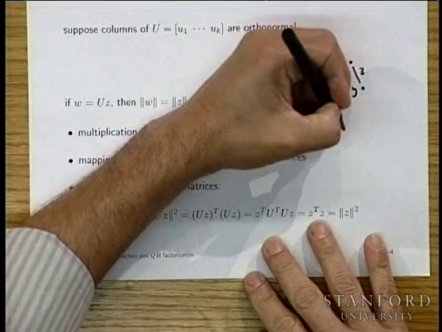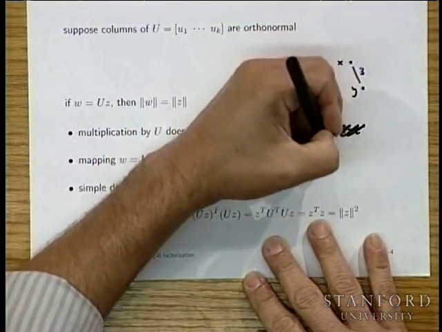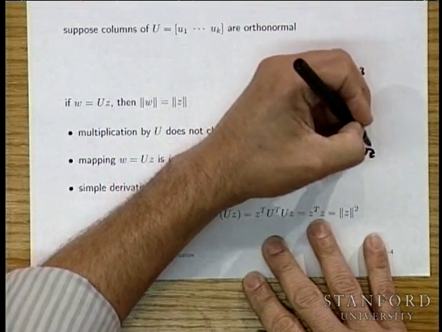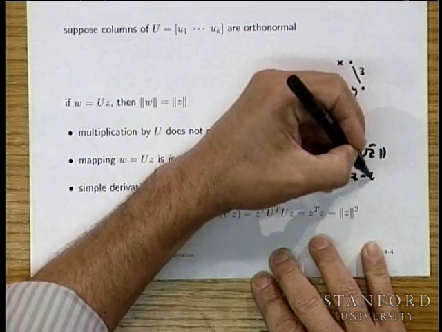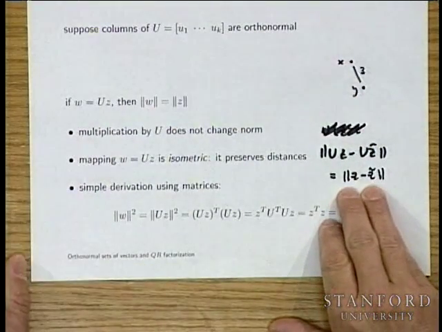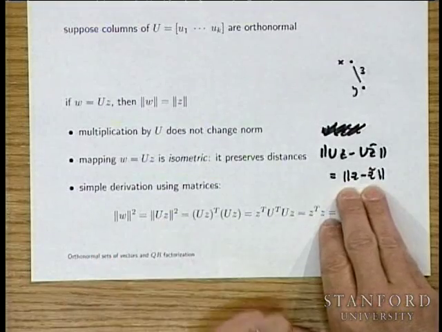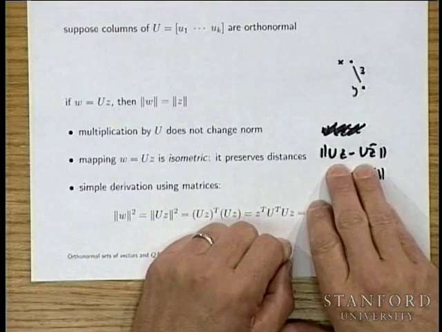Because, for example, the norm of Uz minus U z tilde is equal to the norm of z minus z tilde. So if two vectors in R^k have a certain distance, then their images under U will have the same distance.